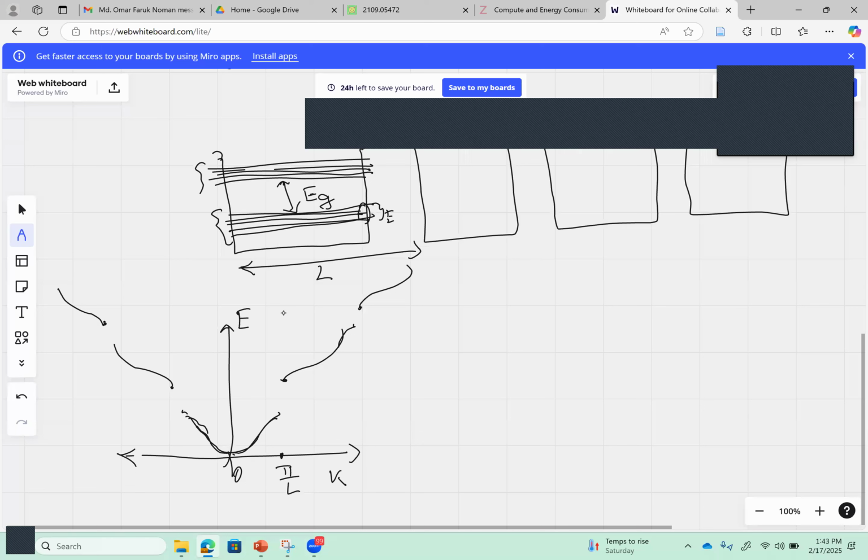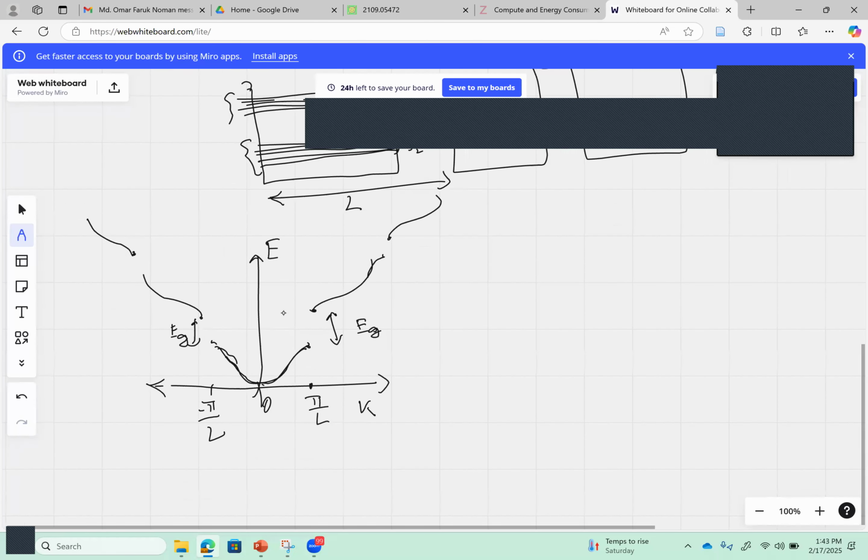And right at the point when K reaches pi by L, you will see that energy takes a big jump. So in between these two different energy points, there is no energy which is allowed. These are the energy gaps. Same thing is here. These are the energy gaps. And these are symmetric. So these are the EK diagrams for periodically arranged quantum wells.